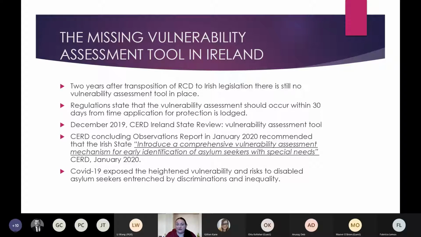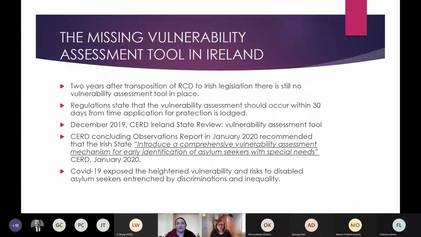And the third concluding observation report in January 2020 recommended the Irish state introduce a comprehensive vulnerability assessment mechanism for early identification of asylum seekers with special needs. And again, COVID-19 exposed the heightened vulnerability of all disabled people everywhere. Certain disabled people will be more predisposed due to certain medical conditions, perhaps, to infection, and COVID-19 is a huge risk depending on your own personal situation health-wise.